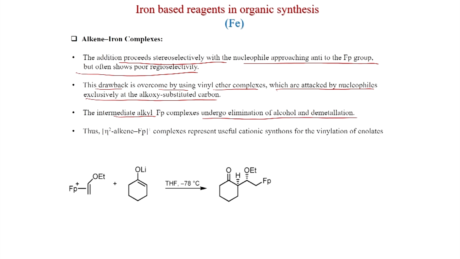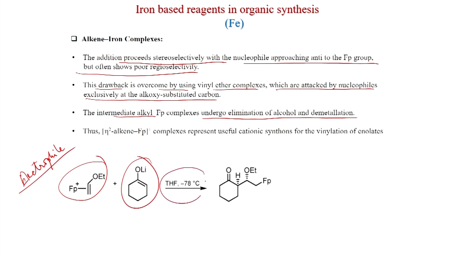So, this is the reaction. Fp connected, this is the electrophile, and this is the enolate derived from cyclohexanone, lithium enolate. Now, if you do the reaction in THF at minus 78 degrees centigrade, you get this carbon carbon bond formation and OEt comes here. The attack is happening at the alkoxy substituted carbon.